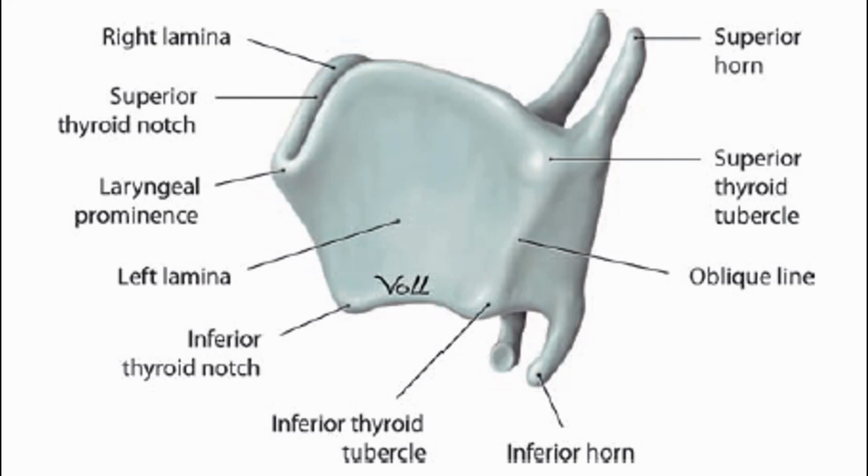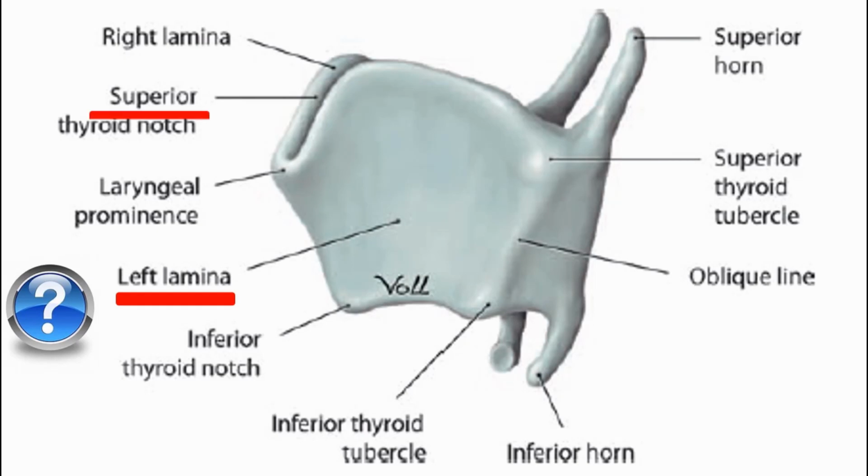This is a view of the thyroid cartilage. What is this lateral structure of the thyroid cartilage? It is the left lamina. It is the widest part, and there is a right lamina on the posterior side. And then there is the superior thyroid notch between the two laminae, and one can put his finger and feel this notch.